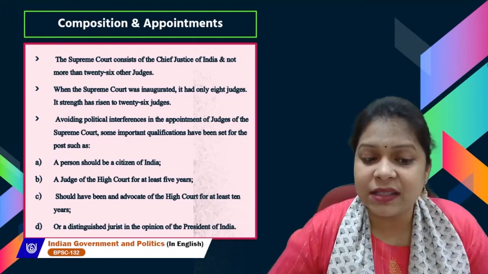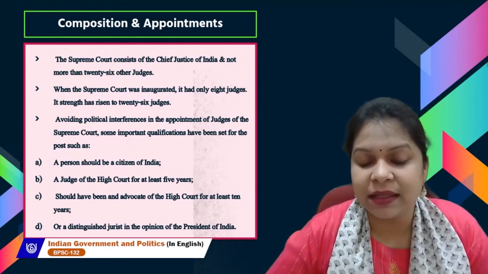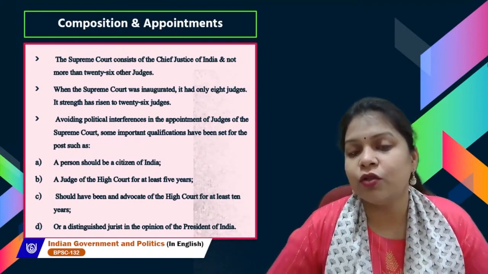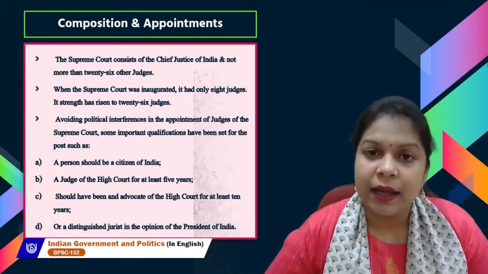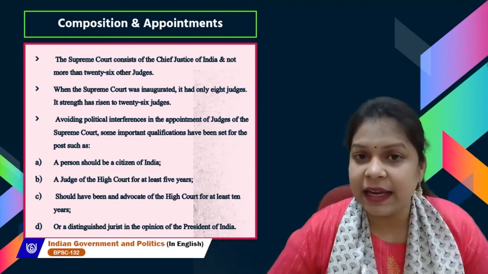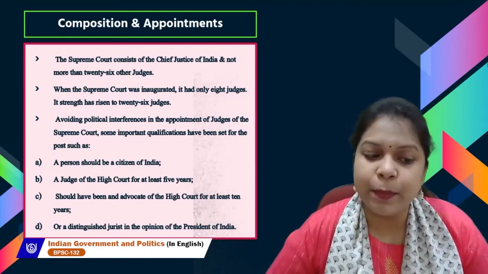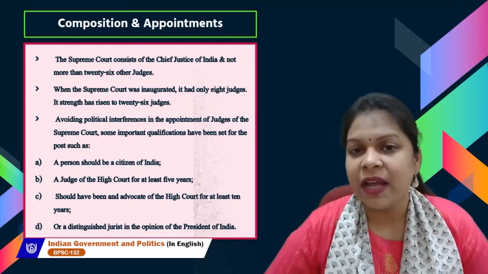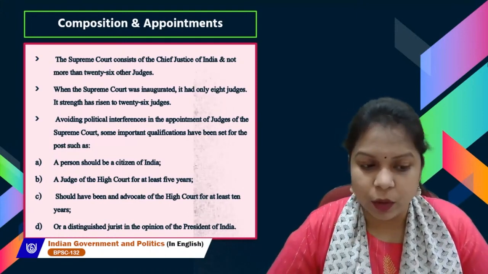The very first qualification is that the person should be a citizen of India. No person belonging to other countries can become a judge in our Supreme Court. He or she must be a citizen of India. Second, a judge of the High Court for at least 5 years. So if a person has been a judge in the High Court for a minimum of 5 years, then he can be appointed as a judge of the Supreme Court.